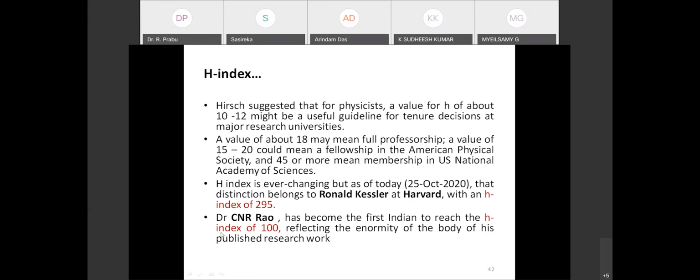Just imagine. When it comes to India, Dr. CNR Rao has become the first Indian to reach an H index of 100. It means that if you publish an article, definitely he will receive 100 citations for the article. So that's the credit he has. You might know CNR Rao. CNR Rao is a recipient of the Bharat Ratna Award in the year 2014. It was declared in 2013, and he received it in 2014 along with Sachin Tendulkar because of his outstanding research contribution.